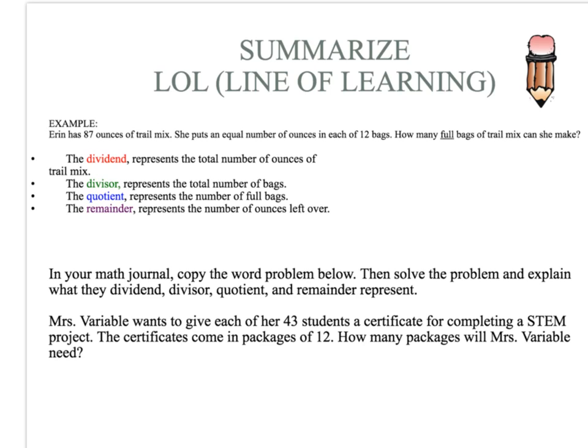In your math journal, copy the word problem below, then solve the problem and explain what the dividend, the divisor, the quotient, and the remainder represent. Look at the notes above. That should really help you. Here is the word problem. Mrs. Variable wants to give each of her 43 students a certificate for completing a STEM project. The certificates come in packages of 12. How many packages will Mrs. Variable need? Use the notes that you took, and it will help you answer the problem. Good luck!